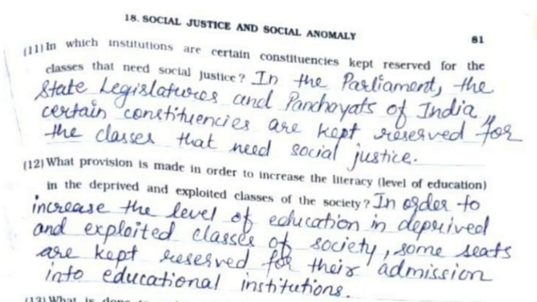social justice. 12th, what provision is made in order to increase the literacy, that is level of education, in the deprived and exploited classes of the society? In order to increase the level of education in deprived and exploited classes of society, some seats are kept reserved for their admission into educational institutions.